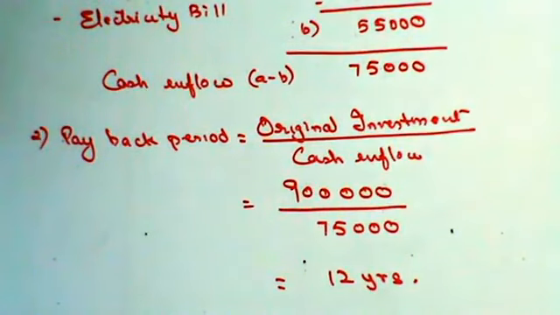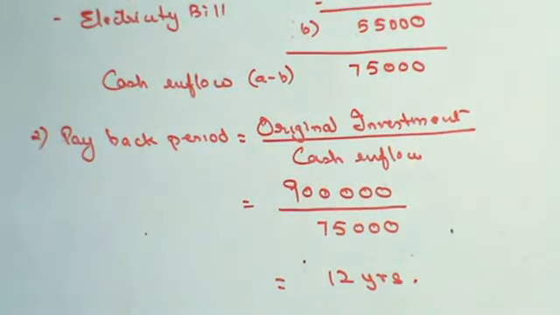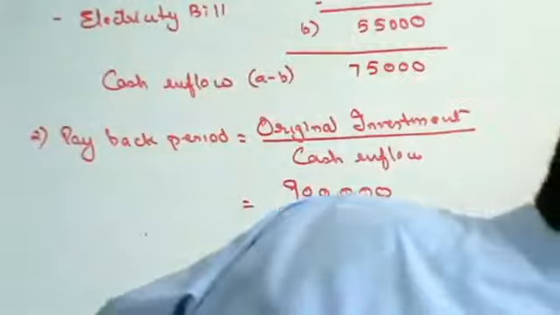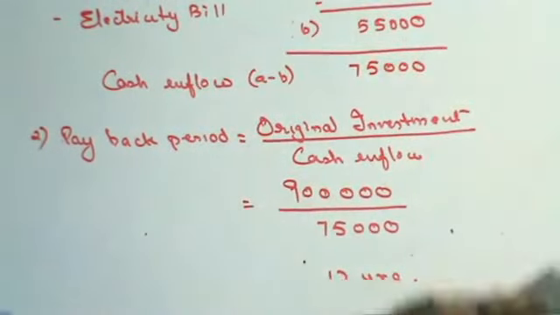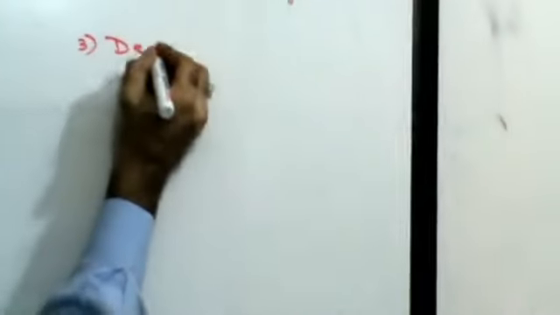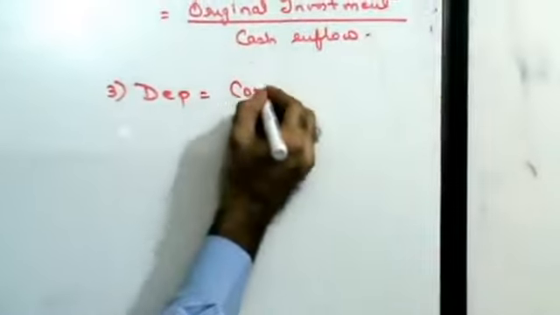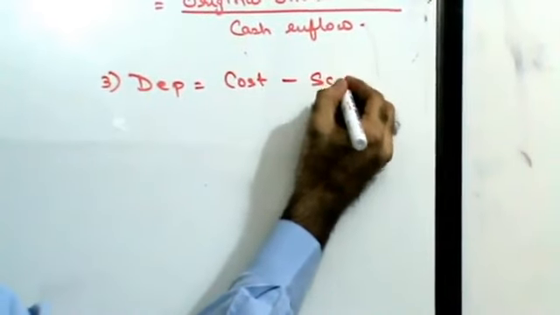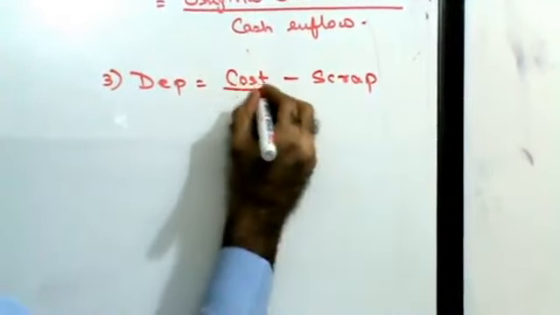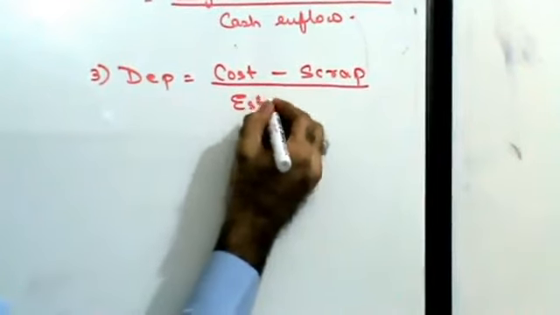Fine, do we get this clear? Do we understand this? Let's move on to another sum, guys. Before we move on to the next sum, I will give you a couple more formulas. Depreciation is cost minus scrap value of the asset upon estimated life.